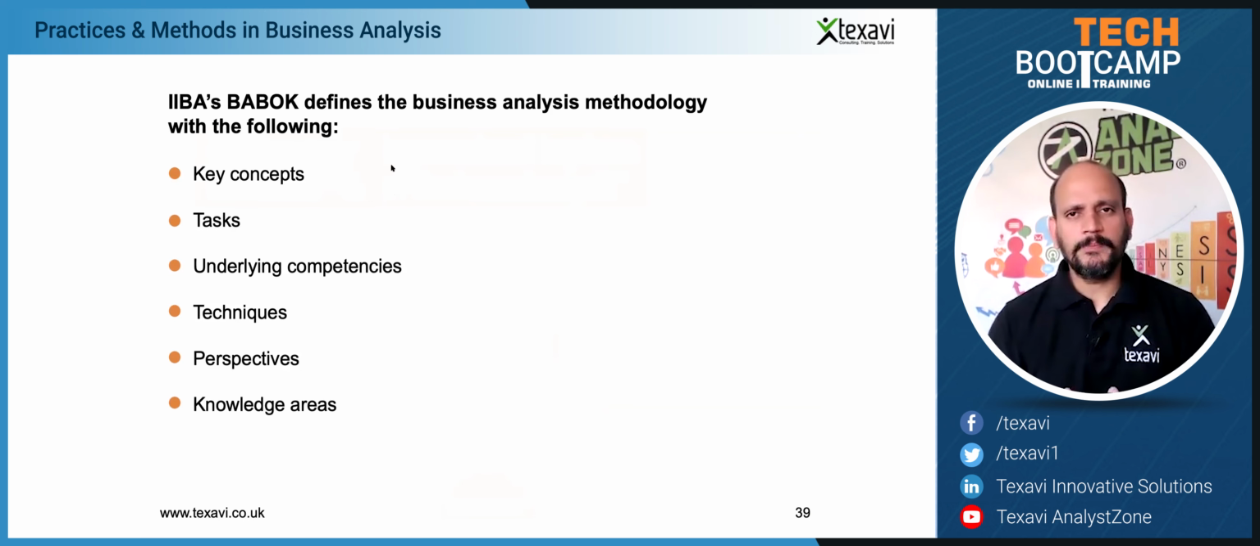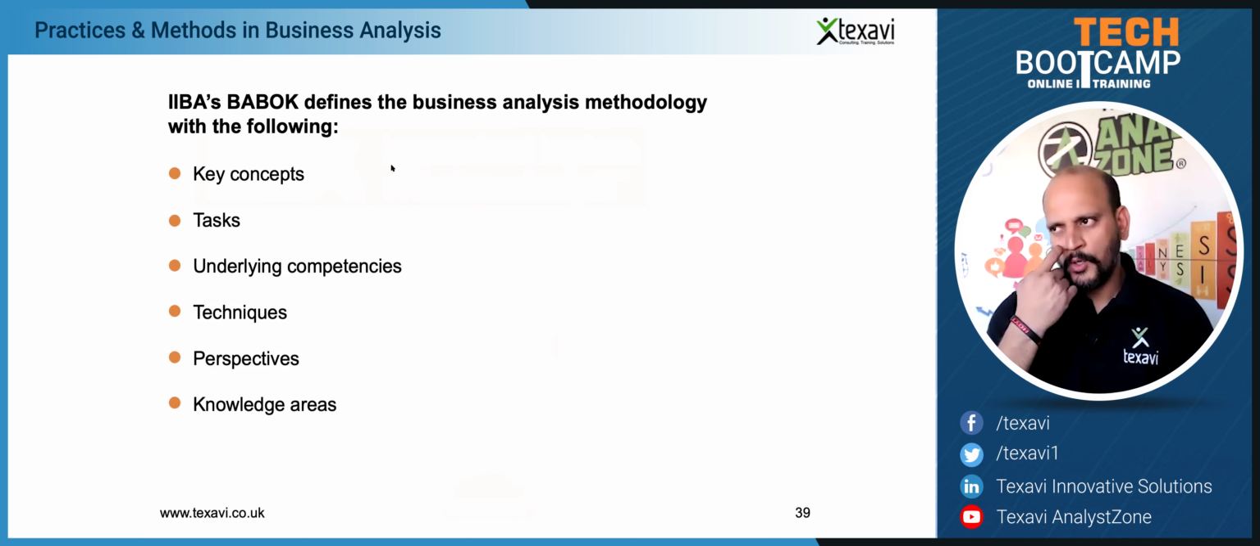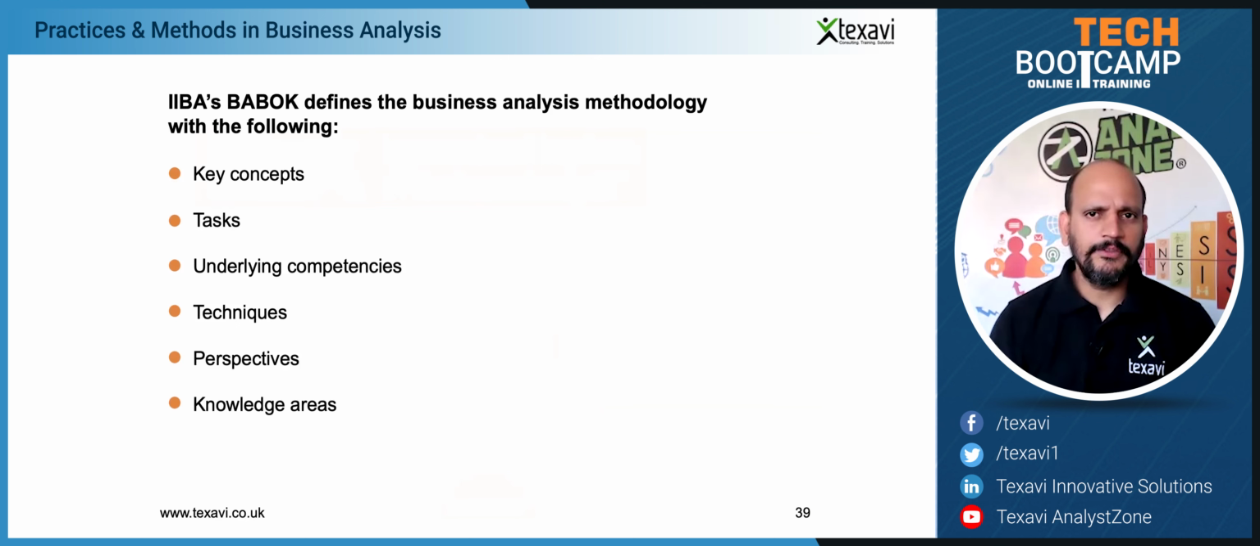The BABOK is mainly a huge specification document, roughly a 350-page document. It is now in version 3, and it is available only for members of IIBA. So you need to be a member. They send it, and you can access it in PDF format.